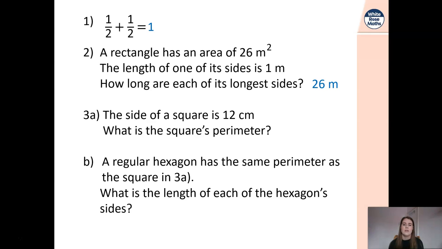3a, the side of a square is 12 centimetres. Well, we know that a square has equal sides and equal lengths. Therefore, all 4 sides must be 12. Therefore, 4 times 12 is going to give us 48 centimetres. B, we're going to look at in a little bit more detail on the next slide.